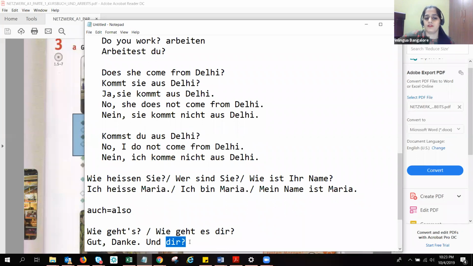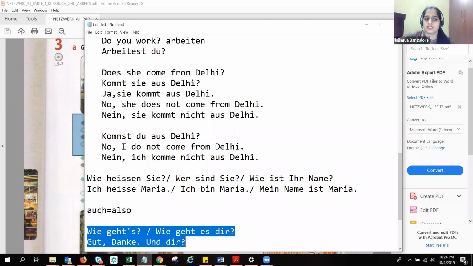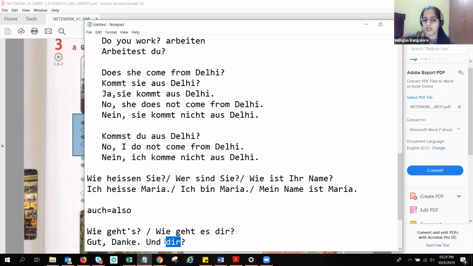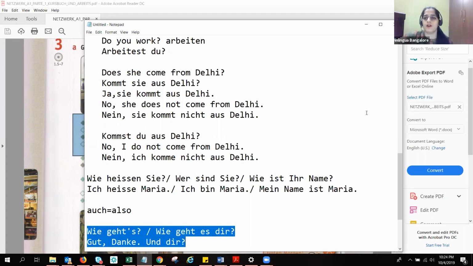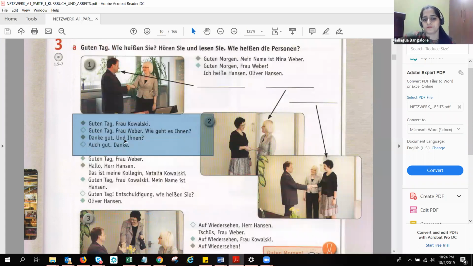And don't get confused with this and normally 'and you'. Suppose we say, I am from Delhi, and you. In that case, we will use du only. This is an exceptional case. This is for the grammar. Actually, this is dative. As I've told you, there are three cases: nominative, dative, accusative. When we learn it later, you will get to know. But for now, just understand that in reply to how are you, you will use und dir for informal and und Ihnen for formal. Auch is also. Good, thank you.